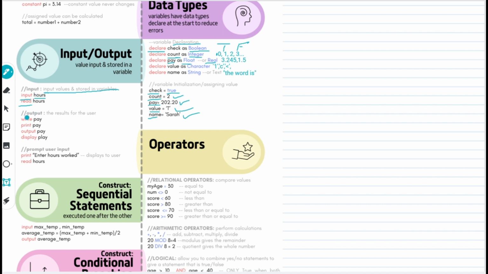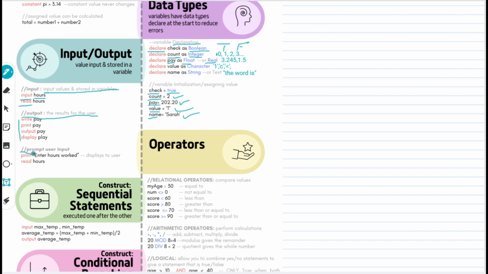When we talk about output, we're talking about the results for the user. If you see any one of these key terms, write, print, output, display, it means it's an output. You just need to be familiar with the terms. So you're going to see input or read, and that means that's an input. You're going to see things like write, print, output, display, and those are an output. Outputting the value, displaying the value.